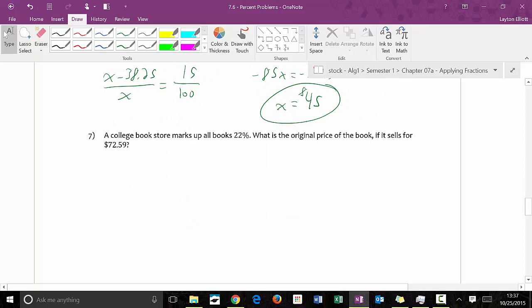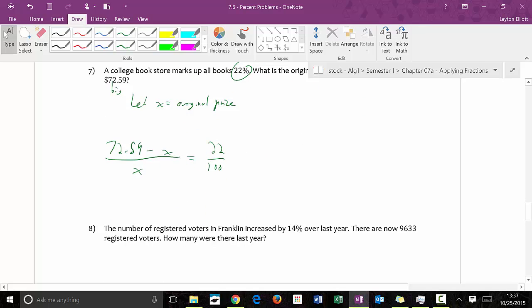College Bookstore marks the books up 22%. What's the original price of the book if it sells for $72.59? So we're going to let x equal original price. And it marks the books up 22%. And so its new price is $72.59. That's the big $72.59. The small is my original price, and over the original price, and that's going to be equal to 22/100ths. It equals my percent.